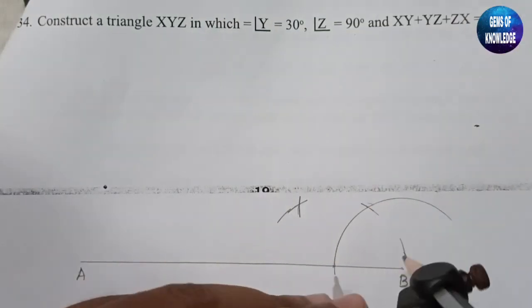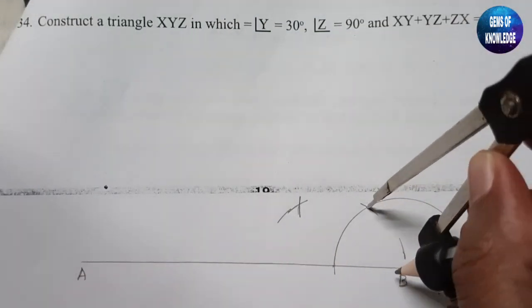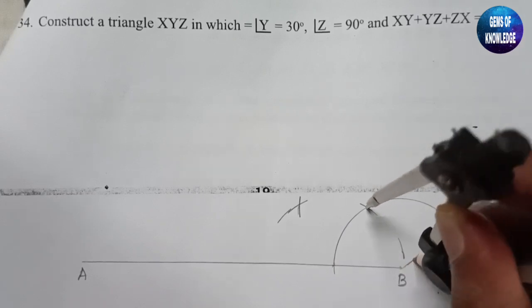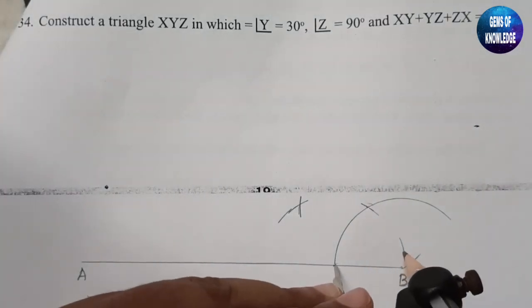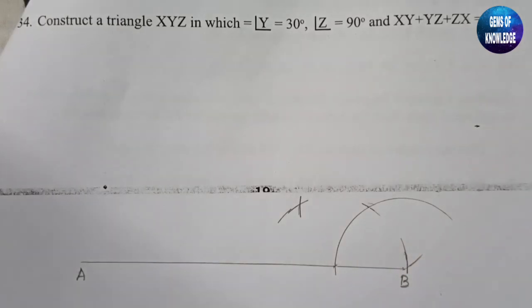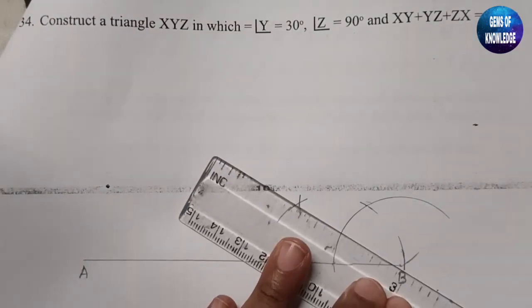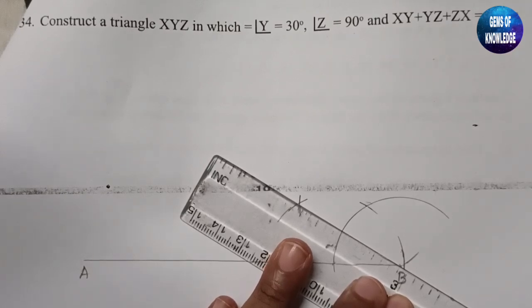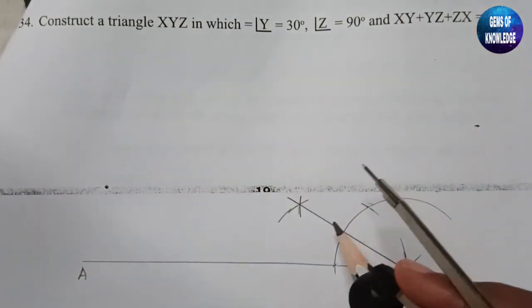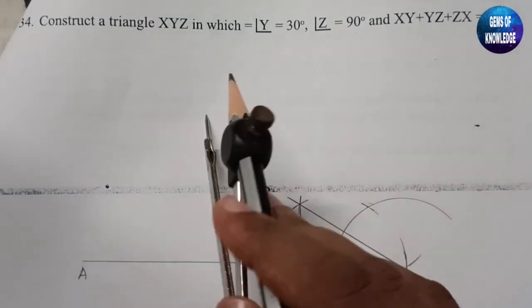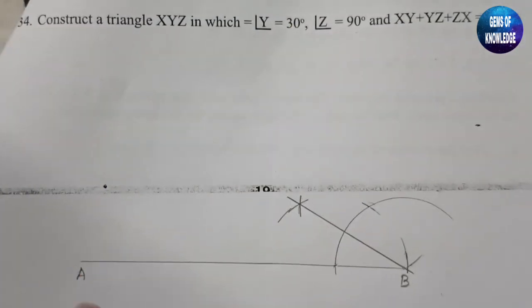Okay. And keeping on this point, one more arc we will cut. Now this line we need to join, which is 30 degree. This angle is 30 degree. Okay, we got this angle as 30 degree. Now on this side we need to draw a 90 degree angle.